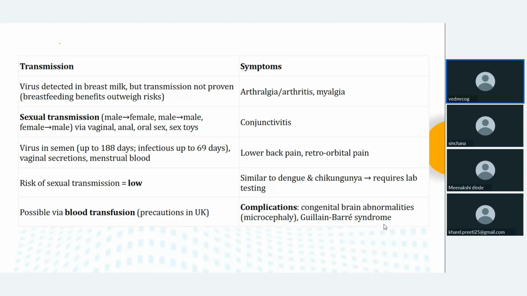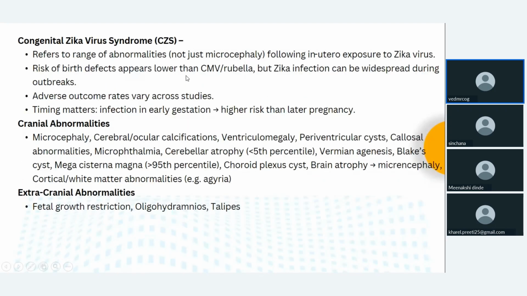And complications we have already discussed. One of the complications is microcephaly in the fetus, and this can also lead to GBS. So these are the complications that can happen due to Zika virus. Now coming to congenital Zika virus syndrome, it refers to a range of abnormalities, not just microcephaly, following in utero exposure to Zika virus.